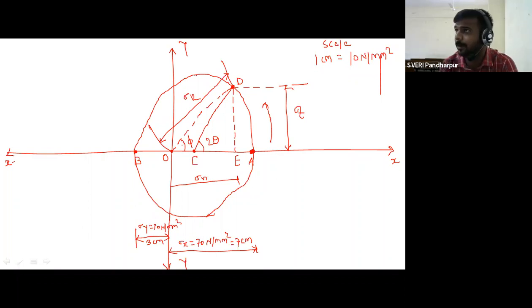Represent all the unknown parameters on the figure. Take point O as a reference. Don't take point B as a reference. All the distances we have to measure from point O, at least for sigma n and sigma r. This point B is the position of sigma y, it is not our origin point. So represent sigma n from O to E, sigma r from O to D, DE as sigma t, and angle DOE as phi.